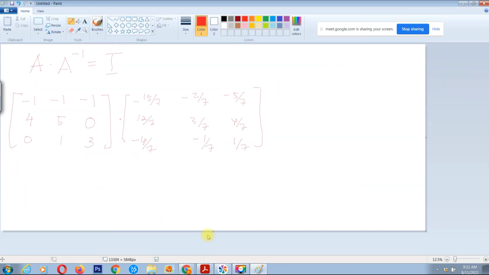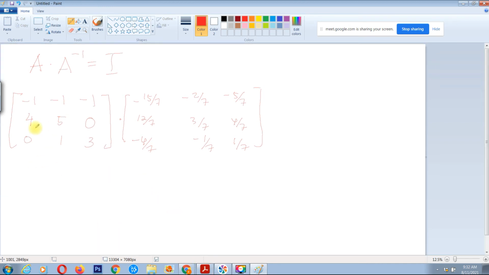Alright, so now how to multiply? Matrices are beautiful. We multiply row with column. First row, first column, you will get A11. First row, second column, we get A12.